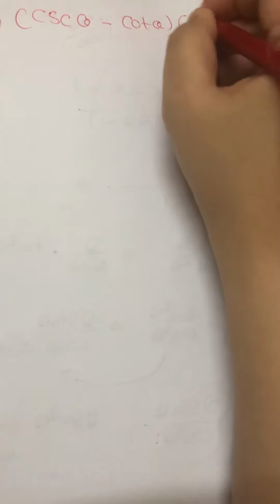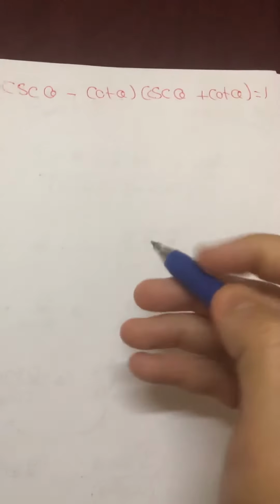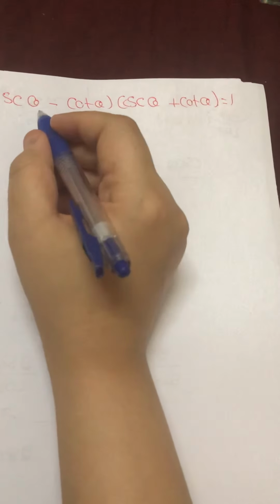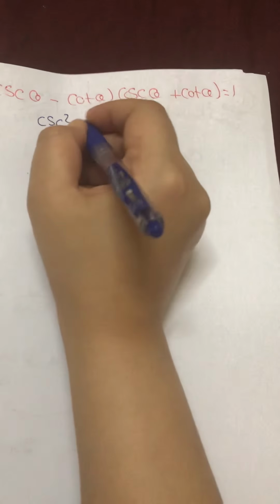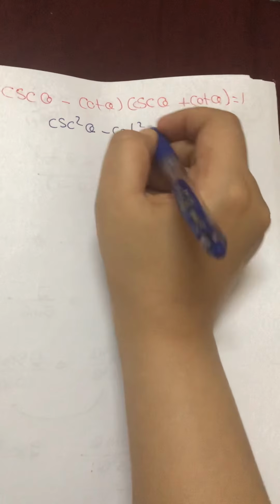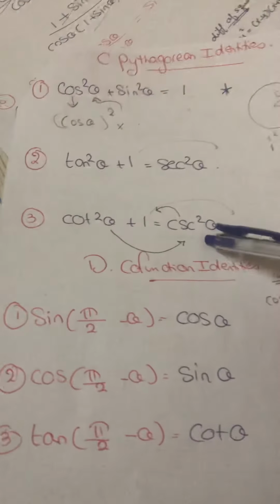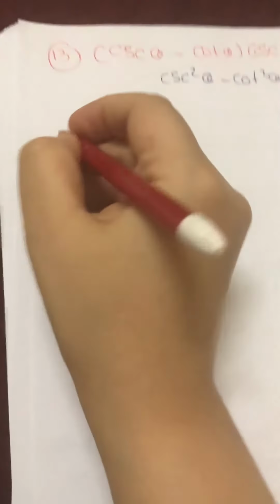Number 13 is here. Cosec theta minus cotan theta times cosec theta plus cotan theta is equal to 1. Okay, I will directly distribute. These are difference of squares, so first minus last, and according to the Pythagorean identity, cosec squared theta minus cotan squared theta is equal to 1, and you're done in one step.